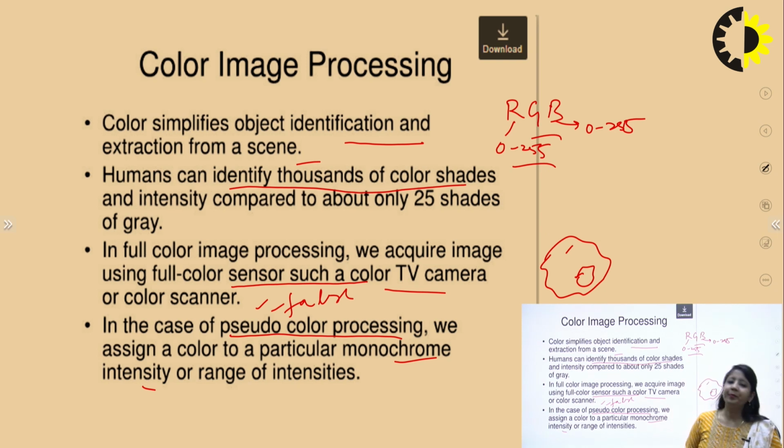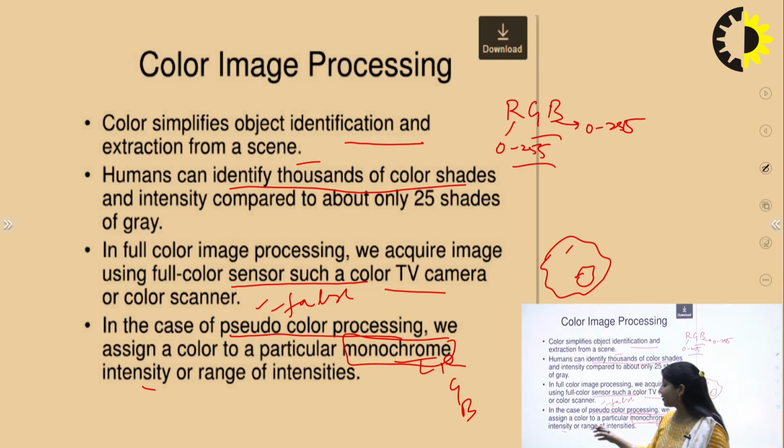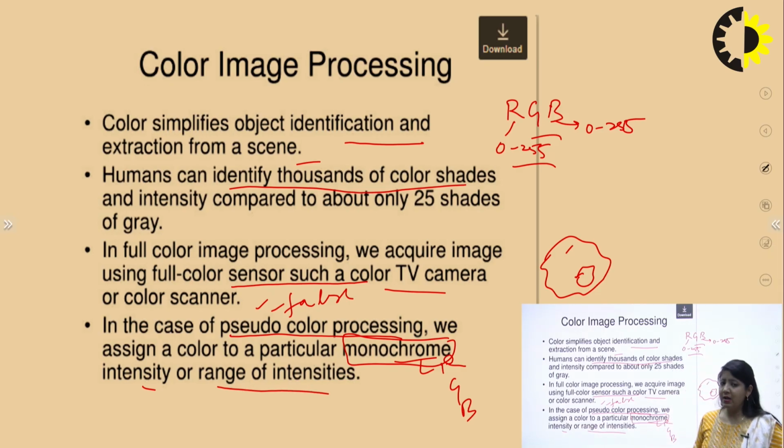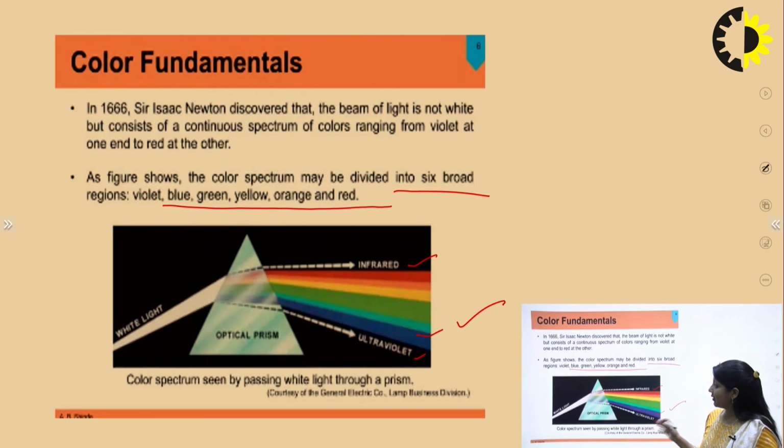Monochrome means a single intensity. It can be actual red, actual green or actual blue color intensity. There is no other shade. Monochrome means a single attribute, where the original intensities are assigned to a particular image or range of intensities. That is called pseudo color processing.